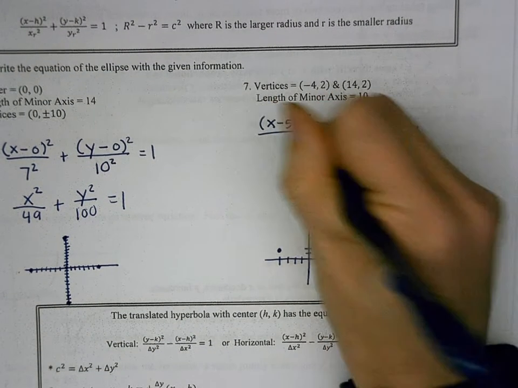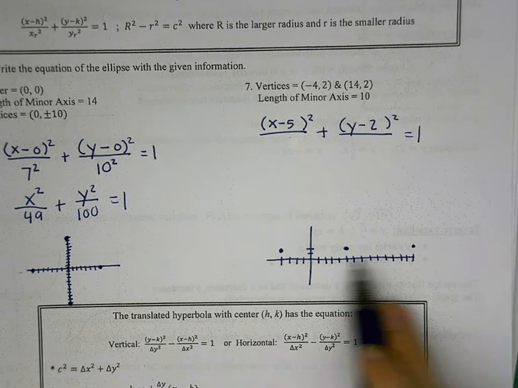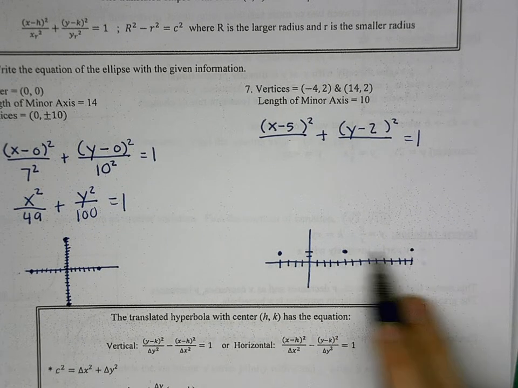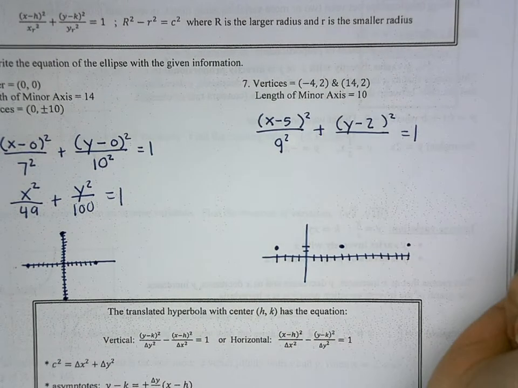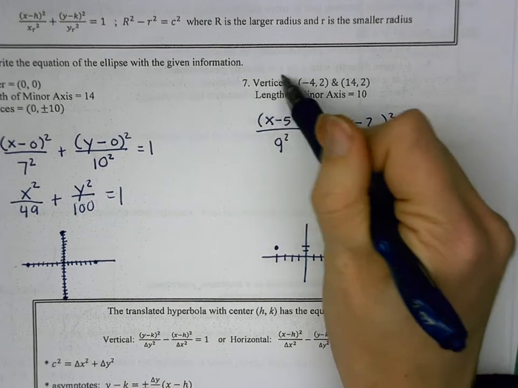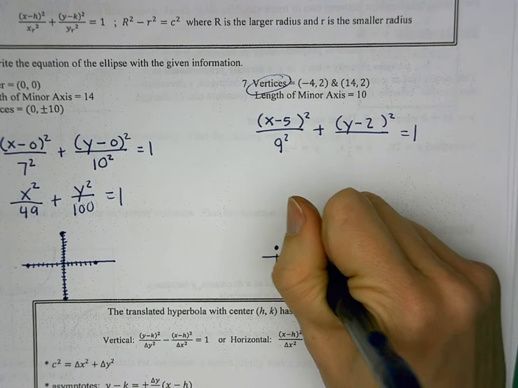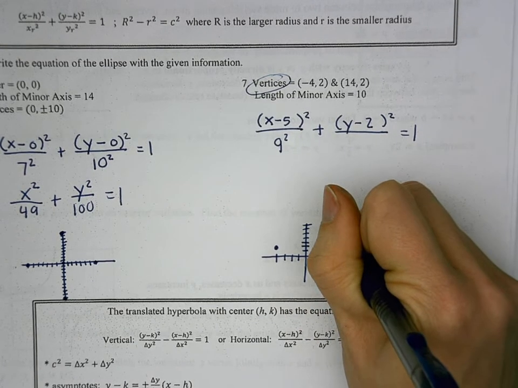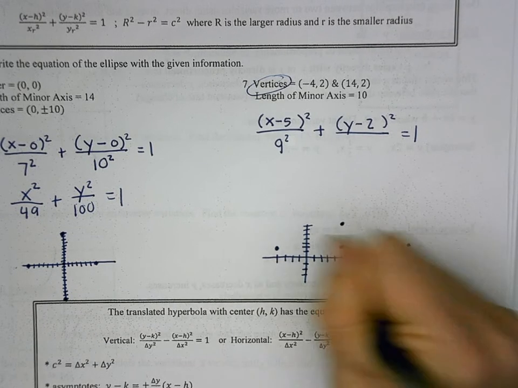So 5, 2. That's my center. My x radius, so my entire major axis is 18. My x radius then is 9. And then my y radius, well, if that's my major axis, because that's what connects my vertices here, my minor axis has to be the y-axis, which is a minor axis of 10, which means it would be a radius of 5.